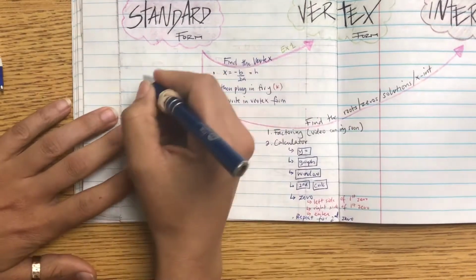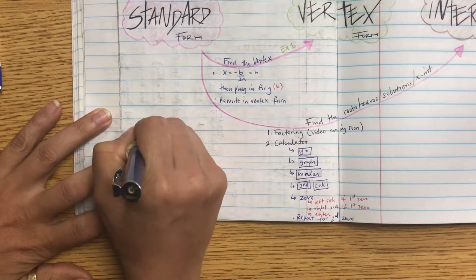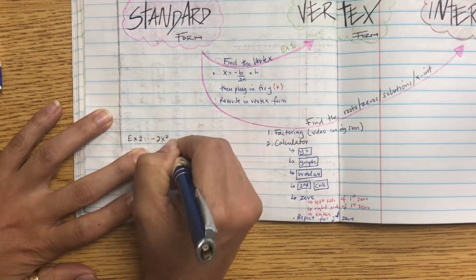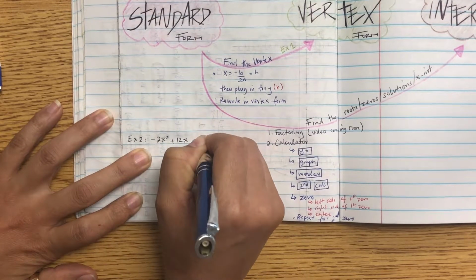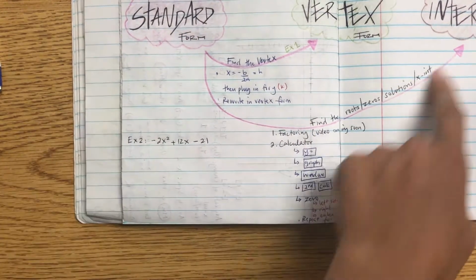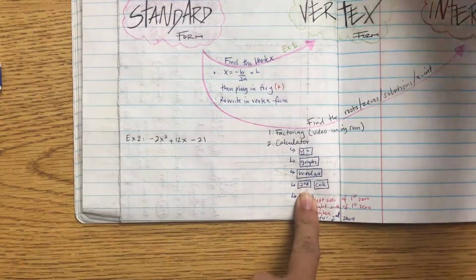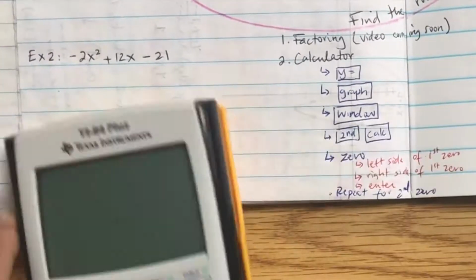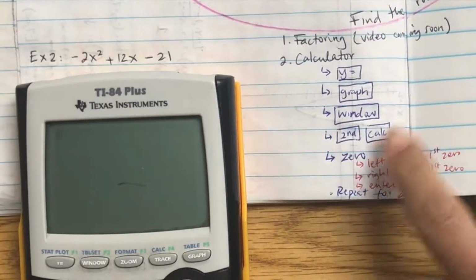So let's take a look at an example. So let's say you had negative 2x squared plus 12x minus 21. Same question we had on the example. Right, so we're going to use a calculator. We're going to hit exactly those buttons. So we're going to go y equals.